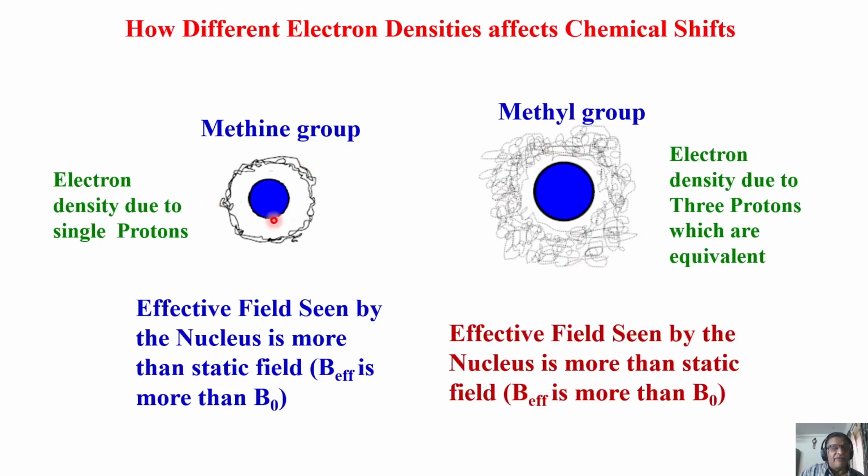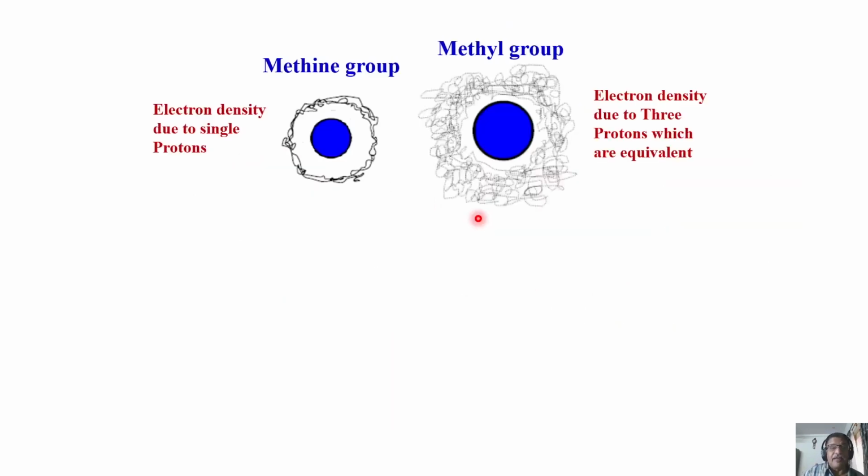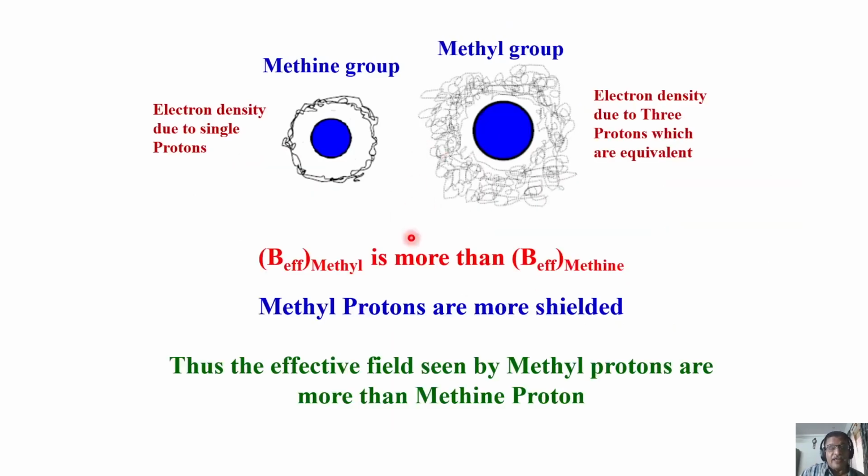Remember, the effective field seen by this nucleus is different from B naught, and the effective field seen by this nucleus is also different from B naught. Then what is the difference between these two? The difference is that B effective of methyl is more than B effective of CH, because this has more charge density distribution. So methyl protons, I would say, are more shielded. The shielding is much more here; the methyl nucleus has three surrounding electrons. If it has to see the main magnetic field, it has to cross this barrier. You remember? So it is more shielded than CH.